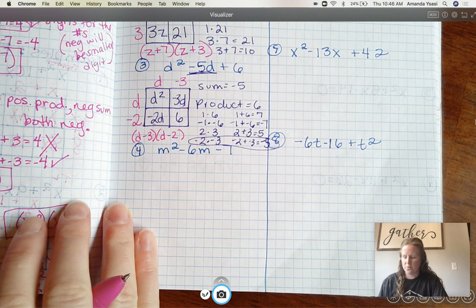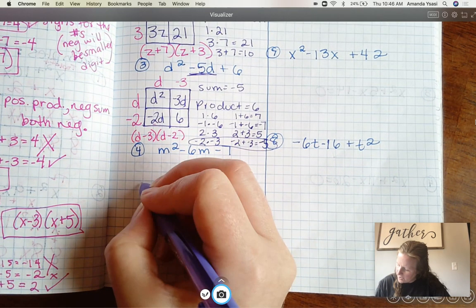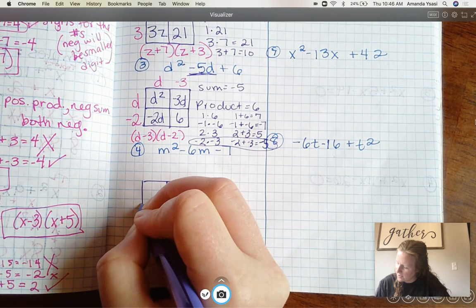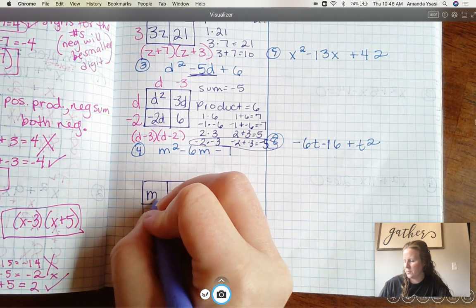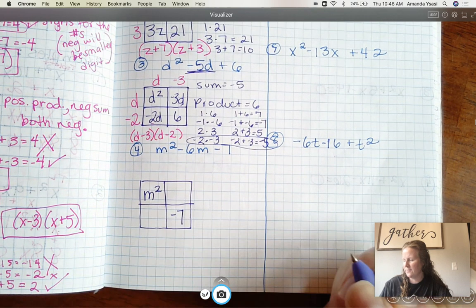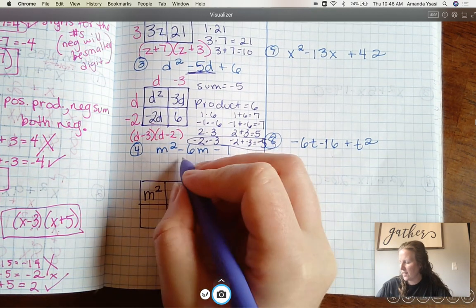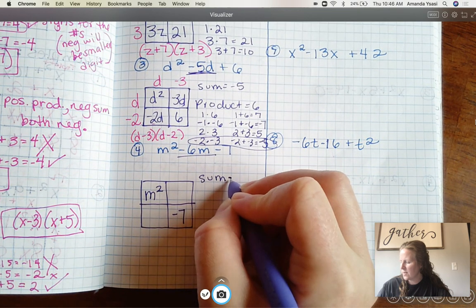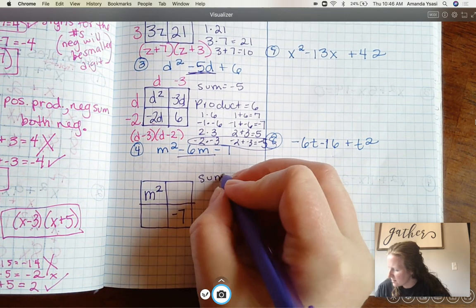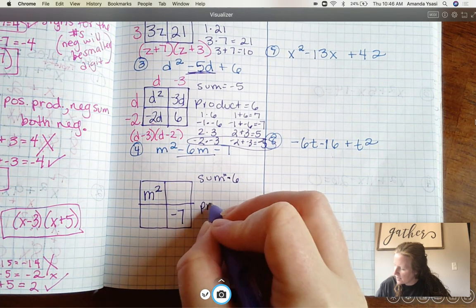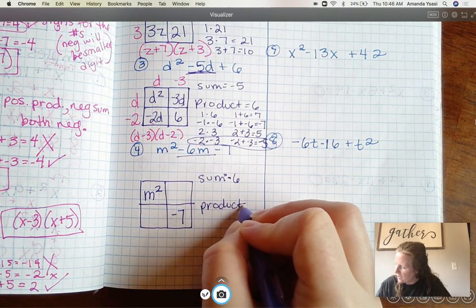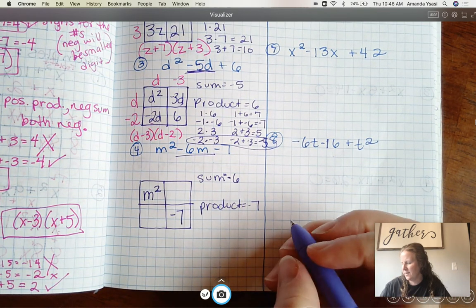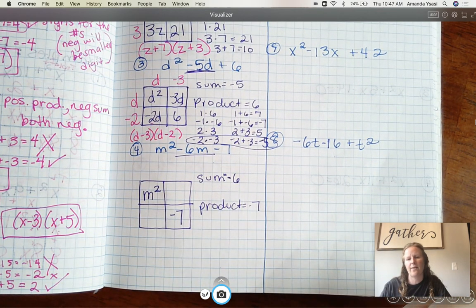Okay, next one. We need to do our box. Hopefully you've already done this. We're just checking your work now. Okay, so we know this is m squared. This is negative 7. So we are getting a sum of the negative middle term, negative 6, and a product of negative 7.